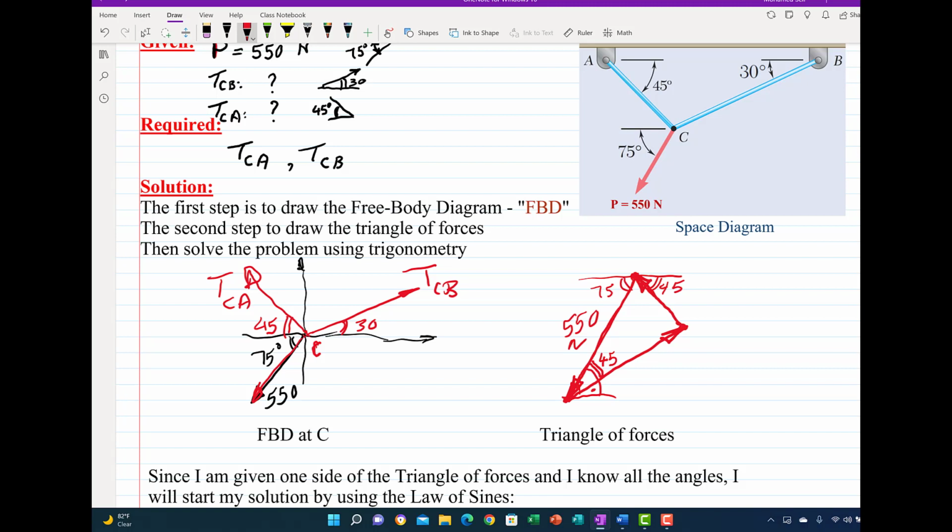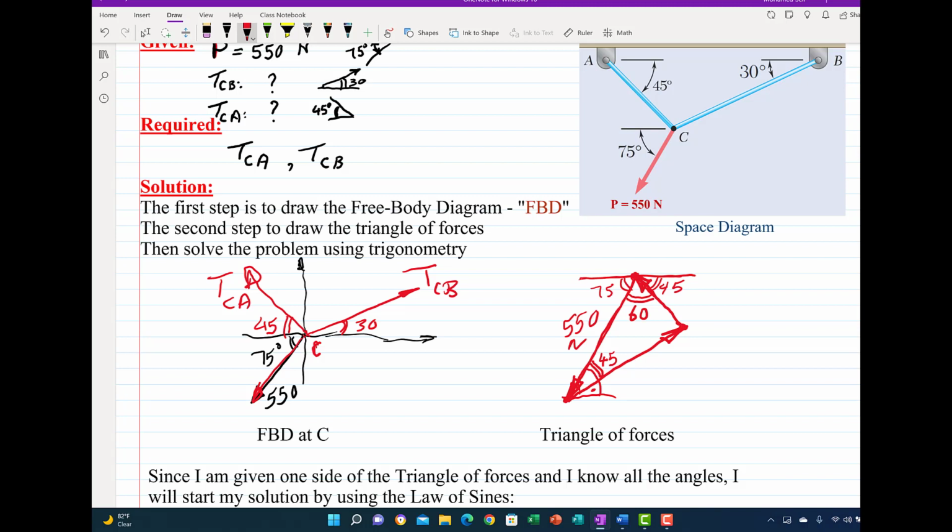Now look, let's find this angle here. The whole angle here is 180. I have 75 and another 45, so 75 plus 45 is 120. If I subtract that from 180, this will be 60. So 180 minus 120 is going to be 60.